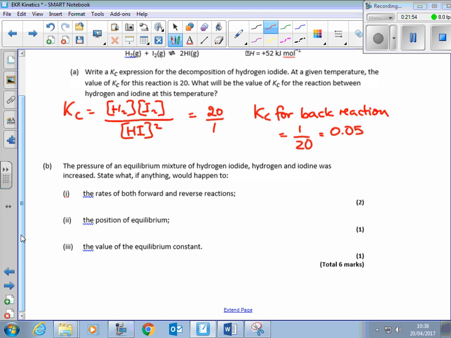If you increase the pressure, what happens to the rate? It'll increase, yeah. And will just one of them increase or both? Both, yeah. If you think about it, it's like increasing the concentration, isn't it? The particles are closer to each other, more collisions. So the rates, this is going back to the last chunk, so the rates of both will increase.